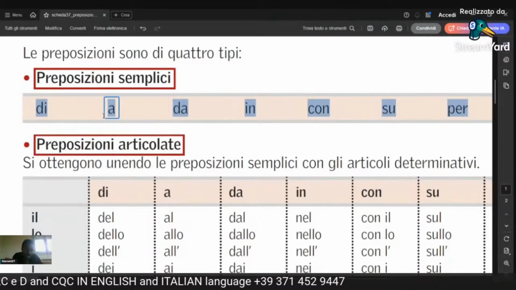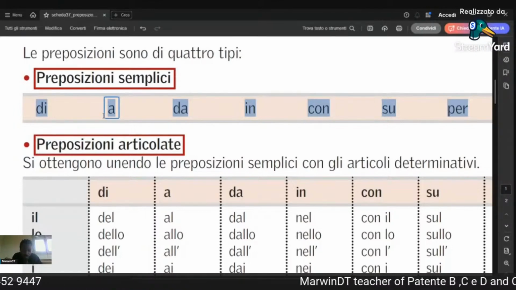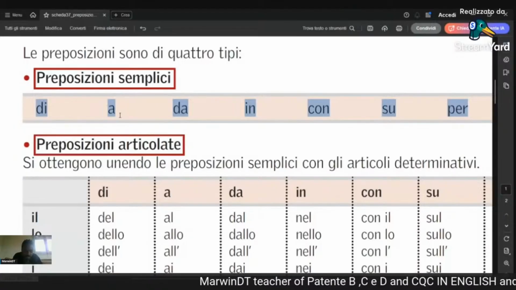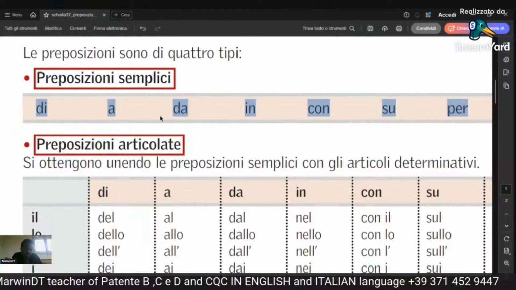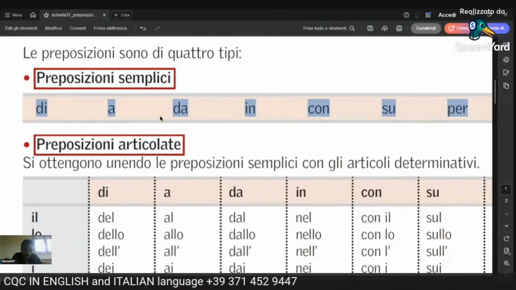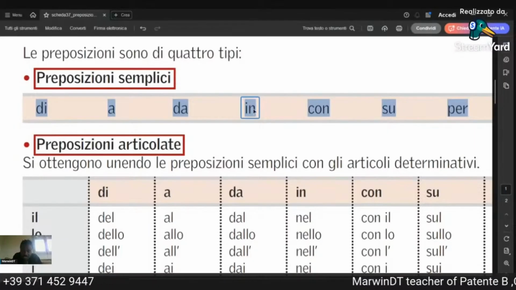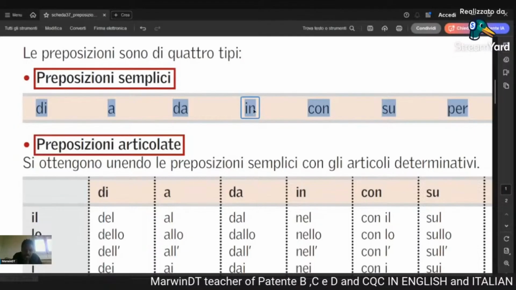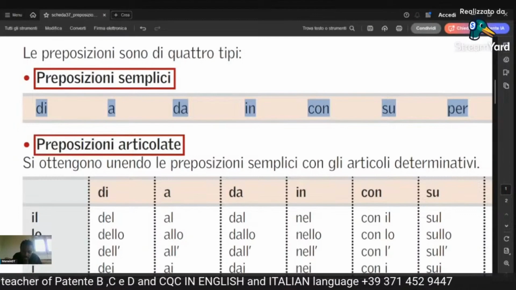Then A is telling you, for instance, vado a casa. So it indicates the location where I am going. Da means where you are coming from, or da also means from. Then in means within or in between. Con means with.